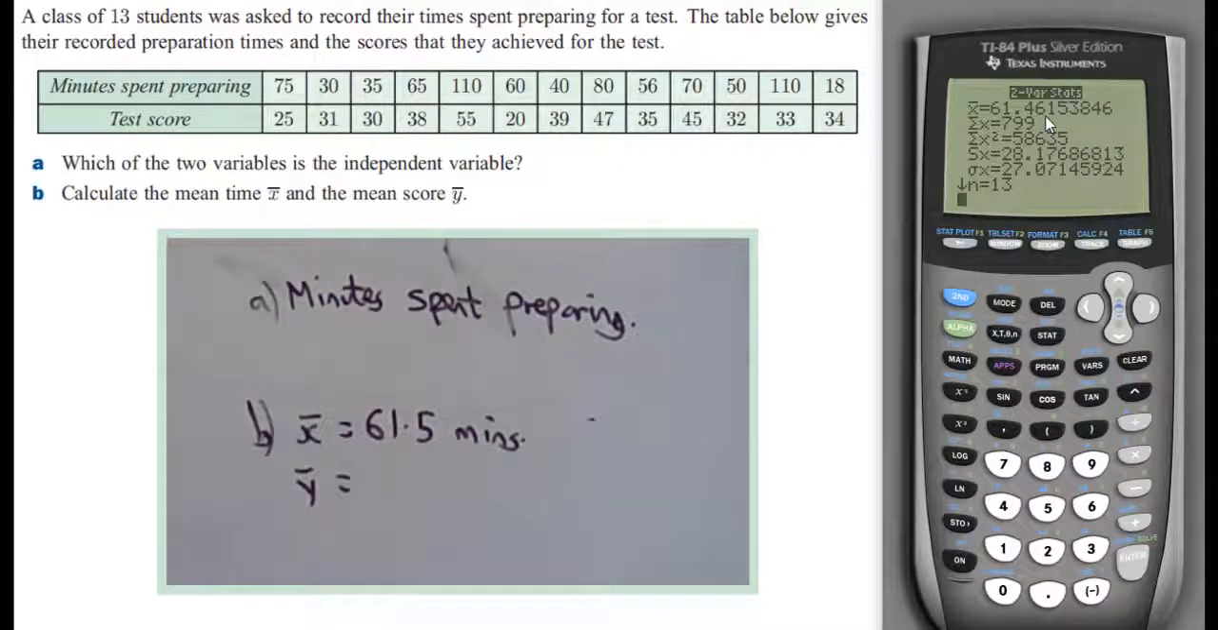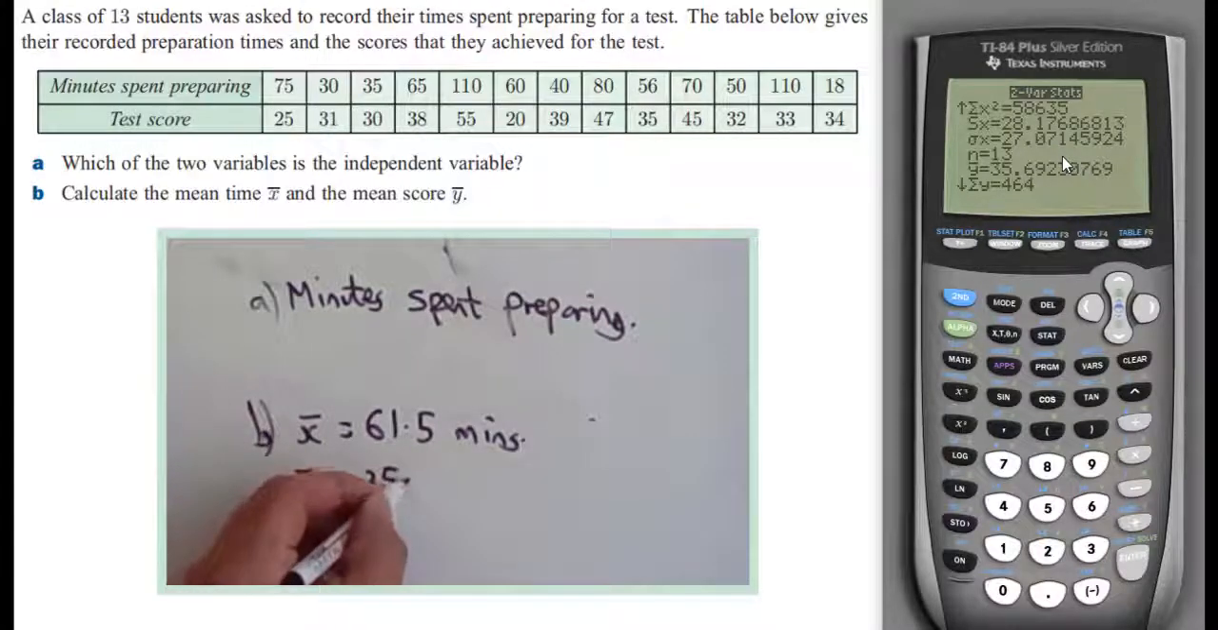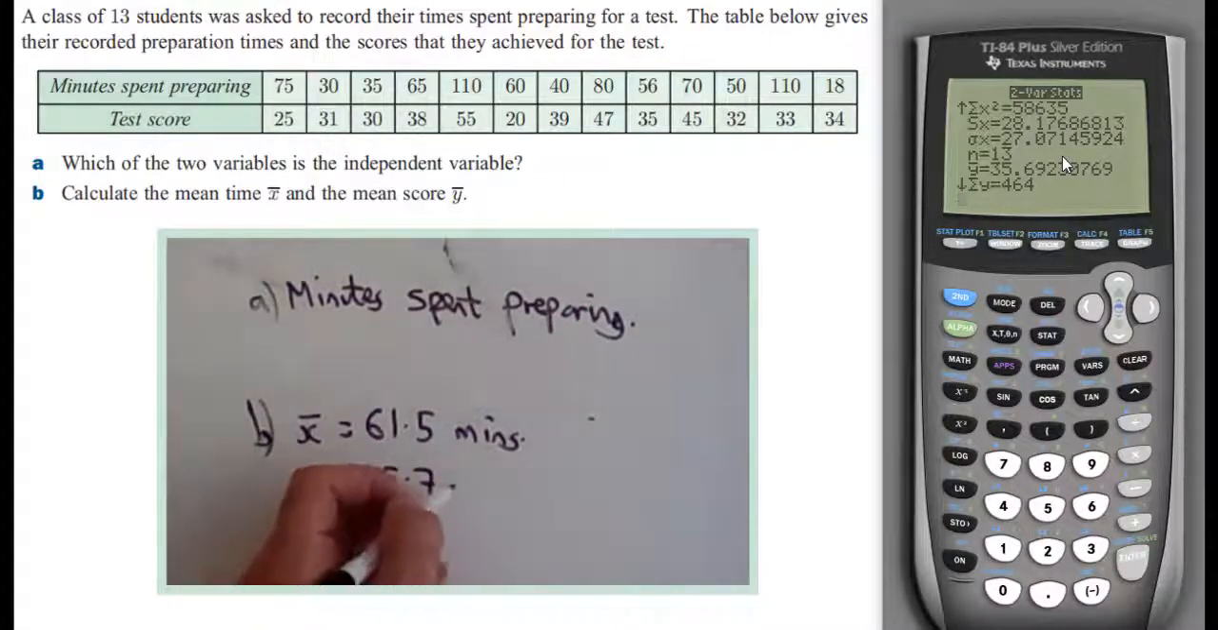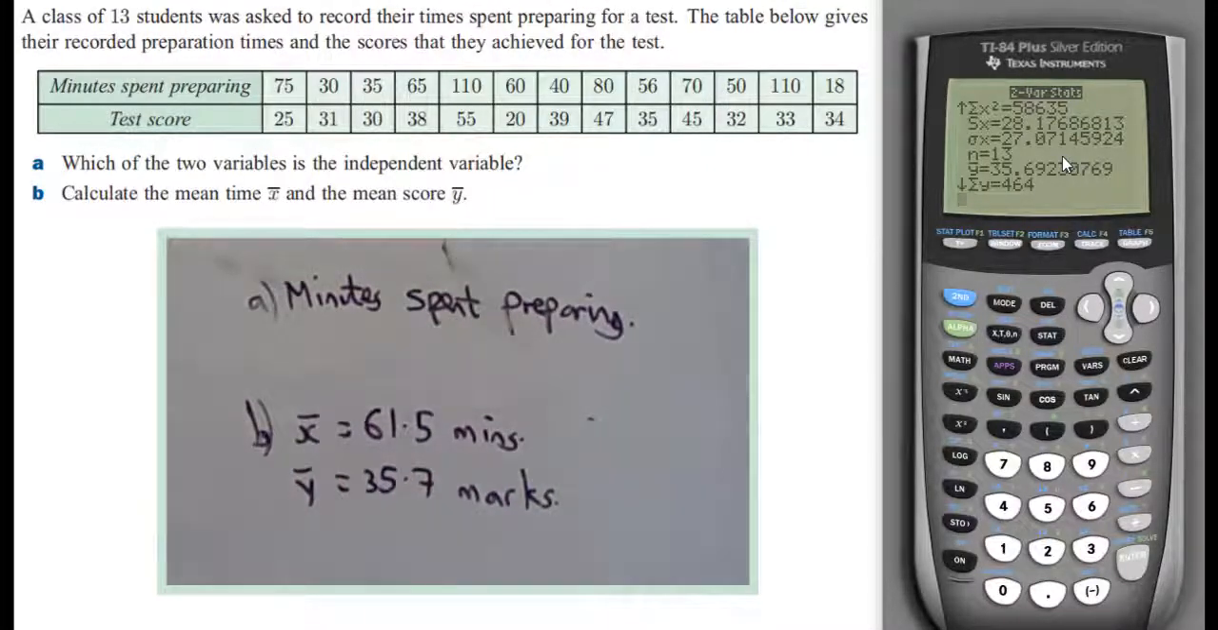And y bar, if you just go down a bit, it will do that as well. You can see it's 35.69, so that must be 35.7. And we don't actually know the units for that. It's either percentage or marks. I would imagine it's marks, so I'm just going to take a guess on that. I hope it's marks, otherwise it's a tough test. So the average student spent 61.5 minutes on their preparation time, and they got 35.7 marks.